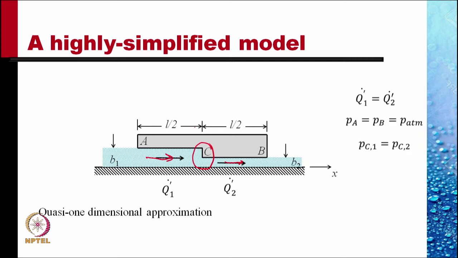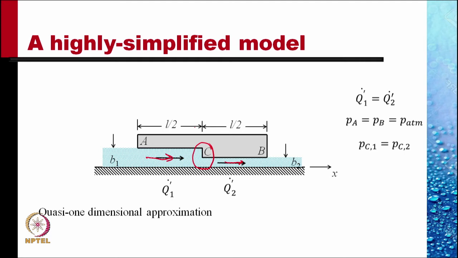Now, clearly, Q1 dot prime should be equal to Q2 dot prime. The pressure at point A and pressure at point B are atmospheric and so equal. And the pressure at point C should be continuous. That is, the pressure at point C in the first part, just before point C, should be equal to the pressure at point C in the second part, just after the step.